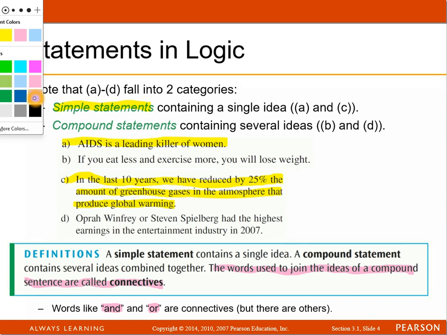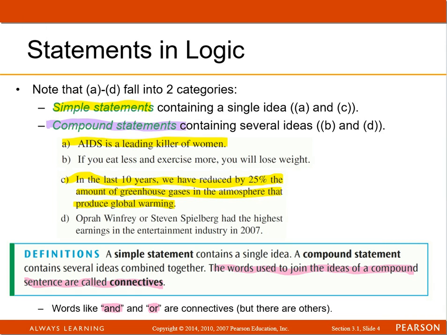Compound statements contain several ideas. So on B it says, if you eat less and exercise more, you will lose weight. They're talking about 2 different things, eating less and exercising more. And then in D, they're talking about 2 different people, Oprah Winfrey or Steven Spielberg had the highest earnings in the internet, and so on. So that word and or, that's your connective, which is what identifies it as a compound statement.